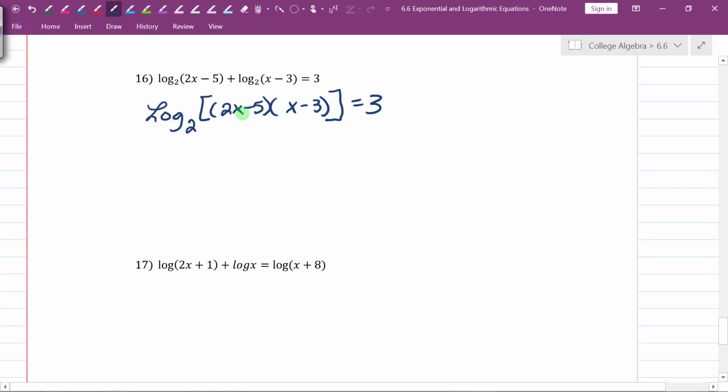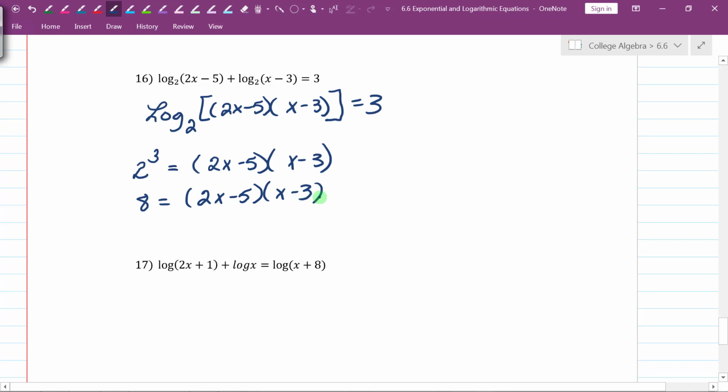Notice I have a base that's a number, and I have an answer over here that's a number. I have two numbers. That means I can rewrite it as an exponential. So now I can go 2 cubed is equal to 2x minus 5 times x minus 3. Well, we can solve this because 2 cubed is simply 8. So 8 is equal to 2x minus 5 times x minus 3.